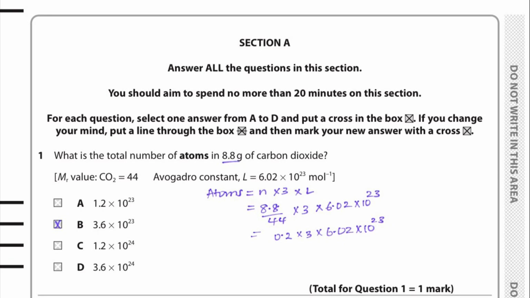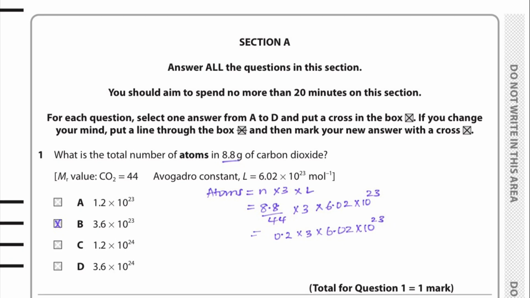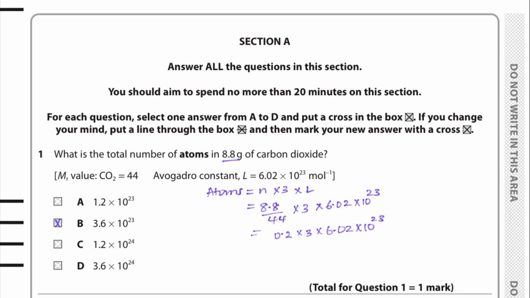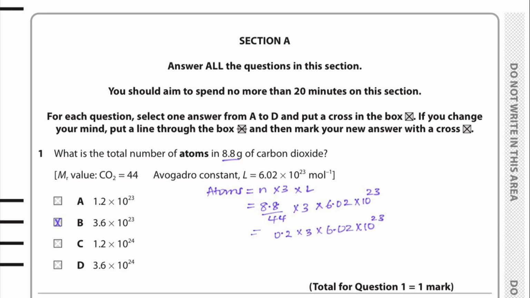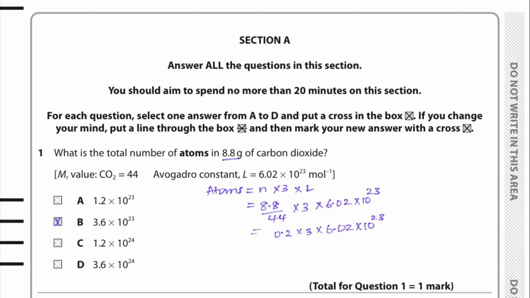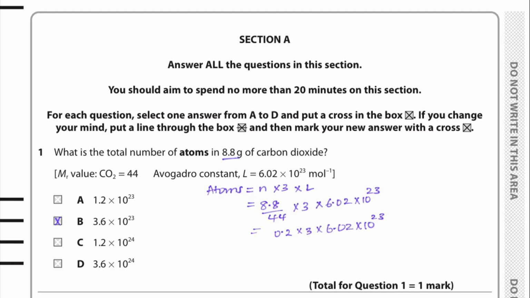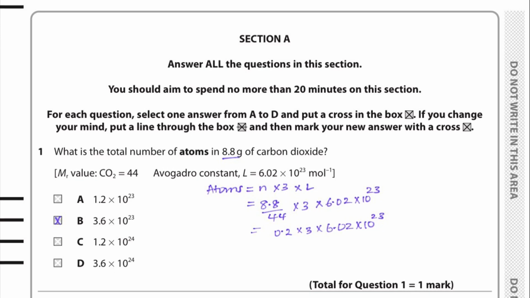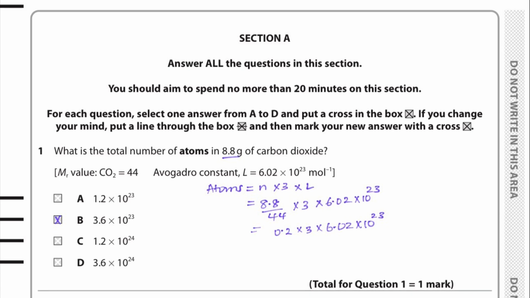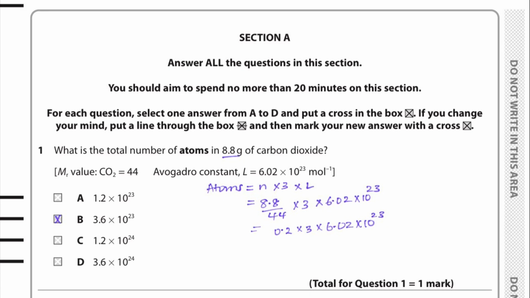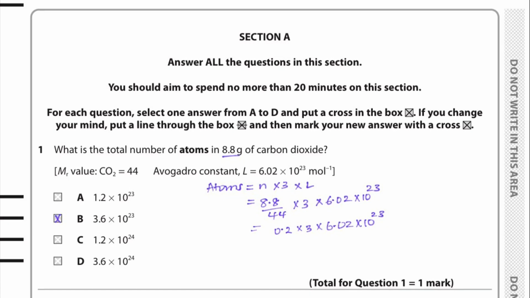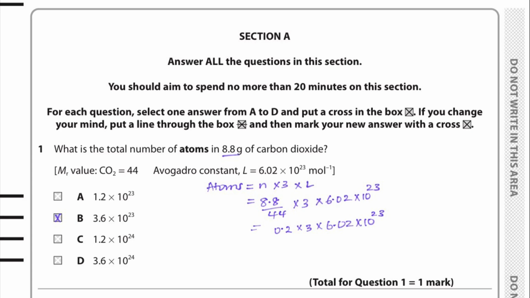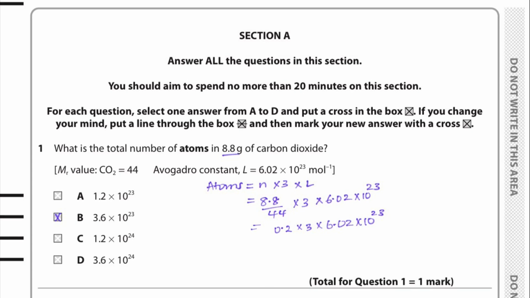First, remember that the molecular mass of CO2 is 44. Avogadro constant equals 6.02 times 10 to the power of 23. So first, we need to find the number of moles of carbon dioxide. We use the formula moles equals mass divided by molar mass. So 8.8 divided by 44 gives us 0.2 moles of CO2 molecules.